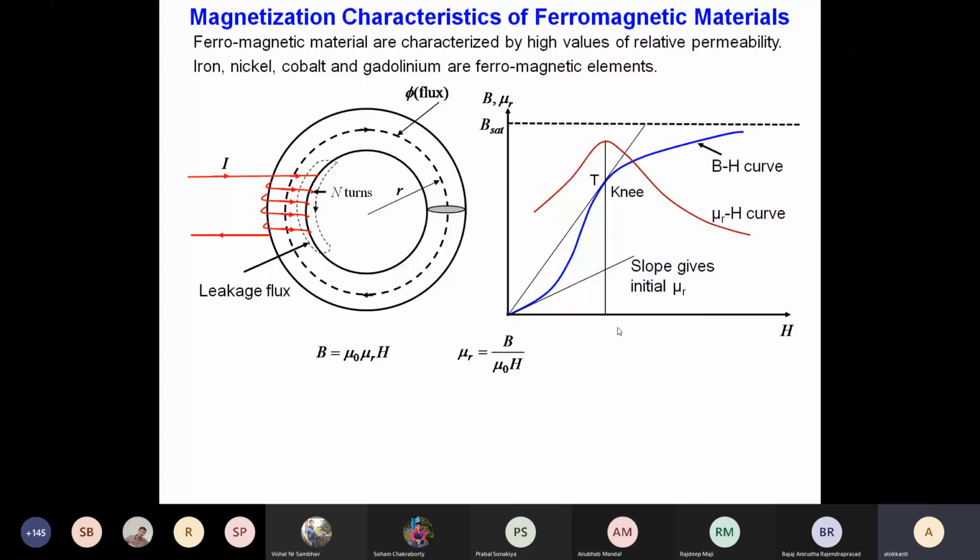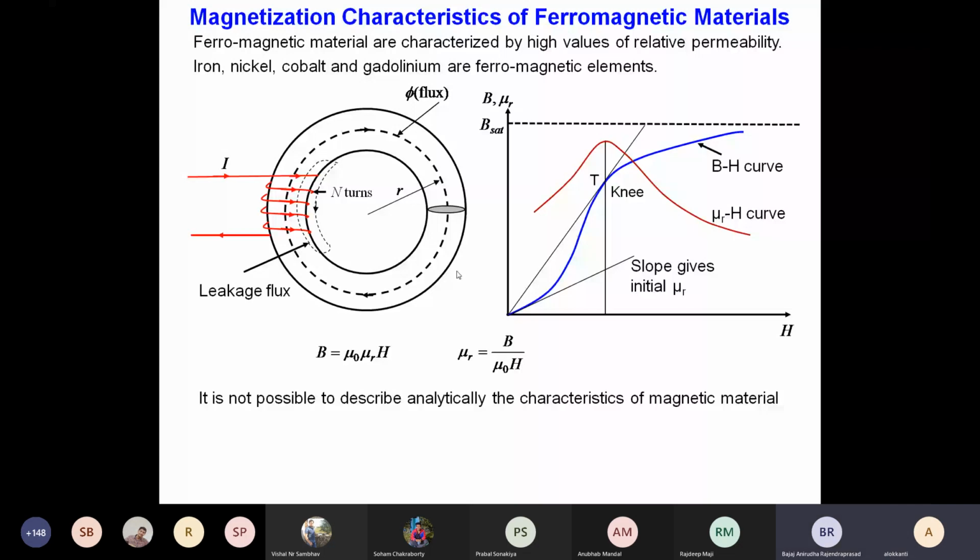See, in actual practice, for a given value of H, the mu r value changes. So for a particular value of H, there is a particular B, and from there you get the mu r. So when you do the actual design, you will have to consider the ferromagnetic characteristics. I will show some characteristics in the next slide. Suppose the same problem is given, but I don't give you the value of mu r, I give you the characteristic. Then you have to look into the characteristics, get the mu r and use it in the problem. You understand what I'm telling? I will show those characteristics.